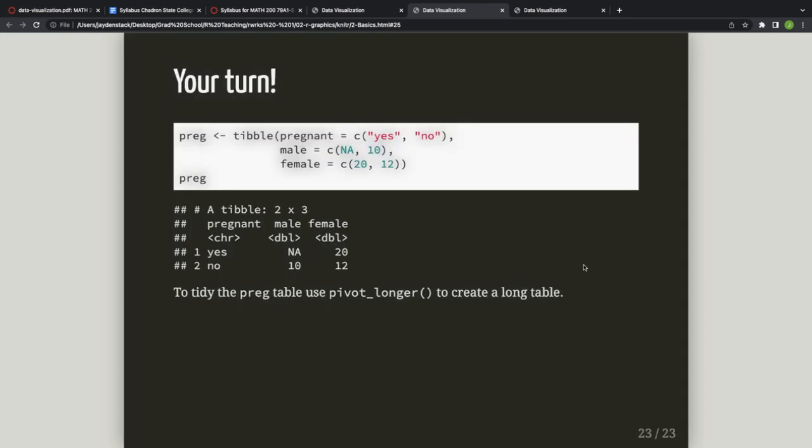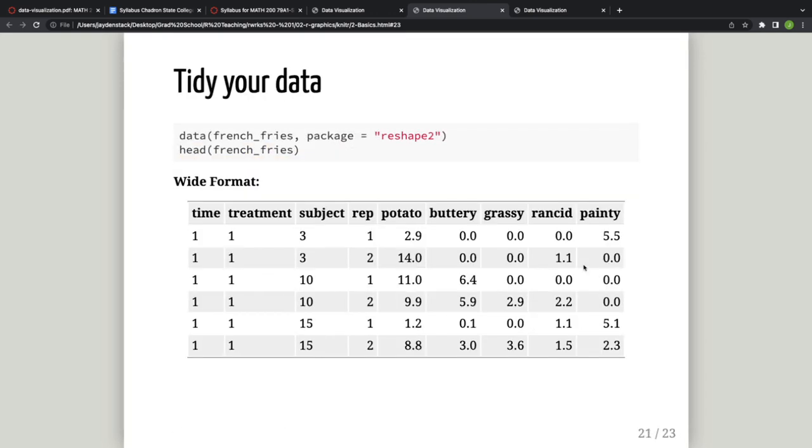Let's just take a look at an example here. This French fries data. Again, we're gonna take a look at what we're working with here. So let's do the head function of that French fries data. I see that I have time, treatment, subject, rep, potato, buttery, grassy, rancid, painty. Sounds like some sort of different variable type, which is fine. But we're in wide format, right? We have variables as our column names, which is fine for data presentation, right? This is very easily readable.